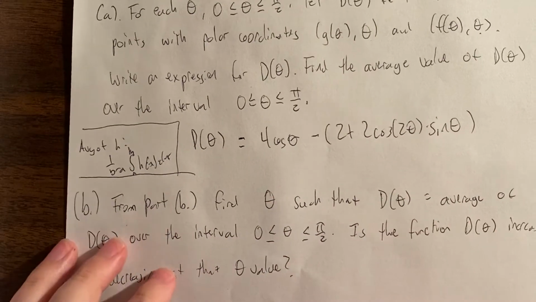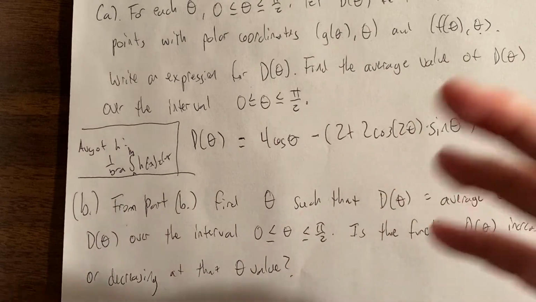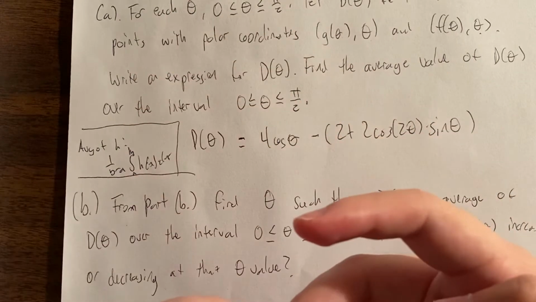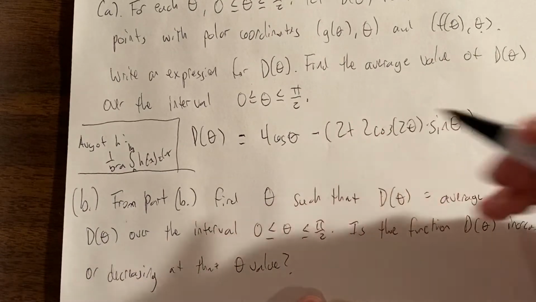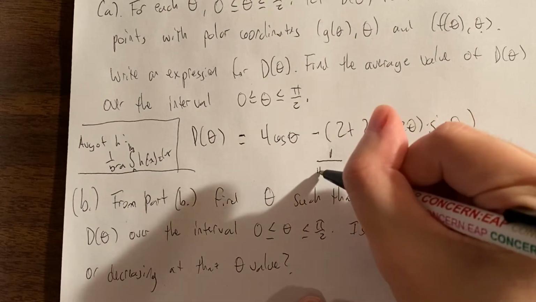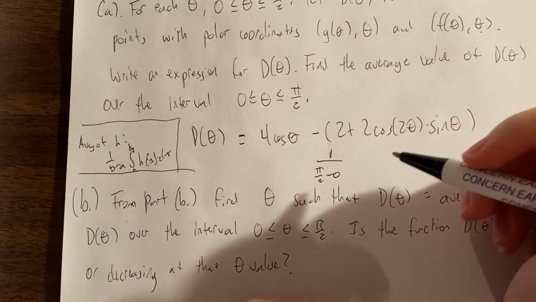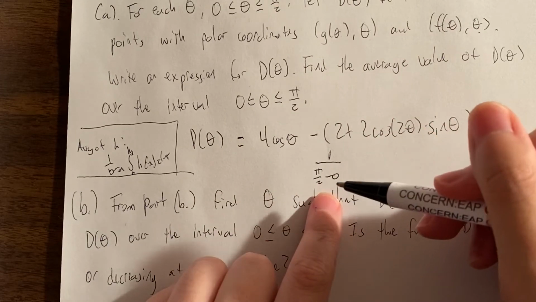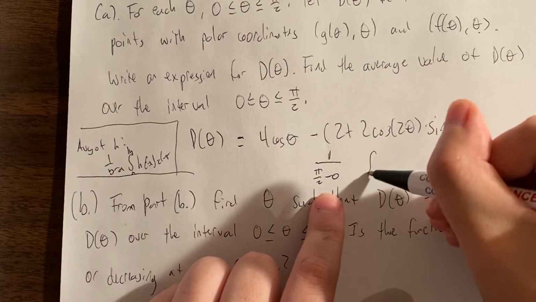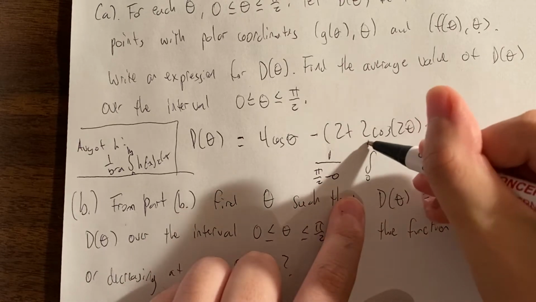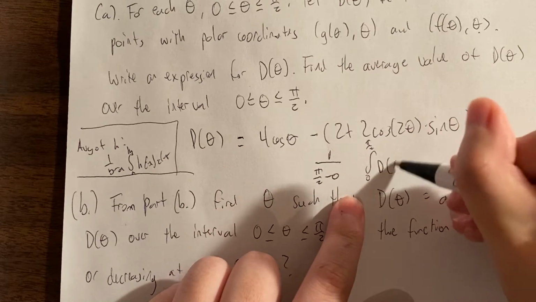So even though they're using a formula that's not usually used in polar, if we just know the formula for average, then we can take that average. So in this case, what we're going to do is 1 over pi over 2 minus 0. Keep in mind that this will be 2 over pi, because 1 over pi over 2 is 2 over pi. Then it will be the integral from these 2 numbers, 0 to pi over 2, and then it will be just d theta.